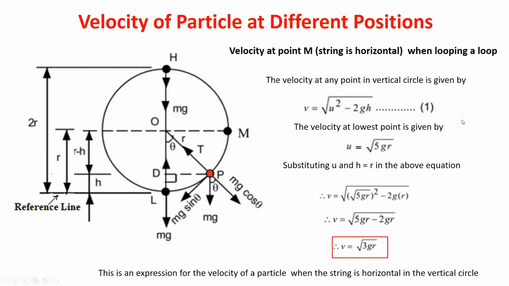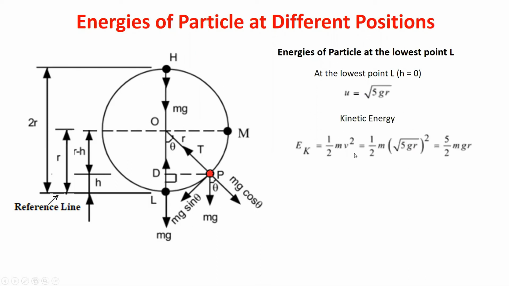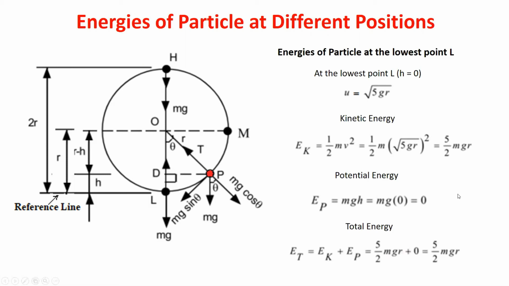Now let us find energies at different positions. When the particle is at L, h is equal to 0, so it has no potential energy, it has only kinetic energy. So u is equal to root of 5gr, we already proved. The kinetic energy will be equal to what? Half mv square, that is half m into 5gr, that is 5 by 2 mgr. Potential energy is mgh, so mg into 0, that is 0. And total energy Et is equal to Ek plus Ep, 5 by 2 mgr plus 0, that is 5 by 2 mgr. Note that total energy is 5 by 2 mgr.